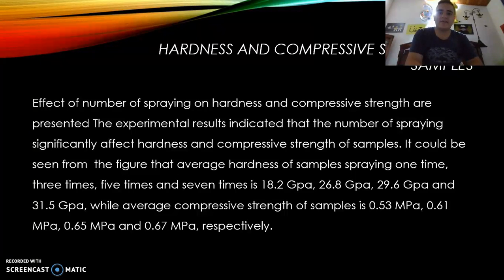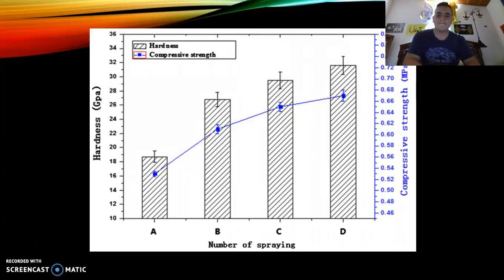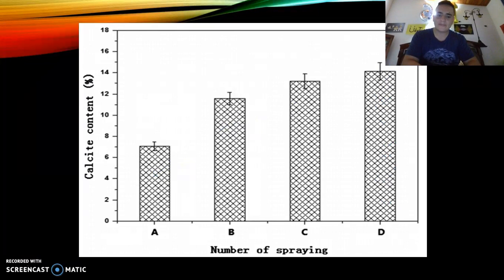The effect of the hardness and compressive strength of samples. The effect of the number of spraying on hardness and compressive strength is presented. The experimental results indicated that the number of spraying significantly affects the hardness and compressive strength of samples. We can see the number of spraying versus the hardness in this graph.